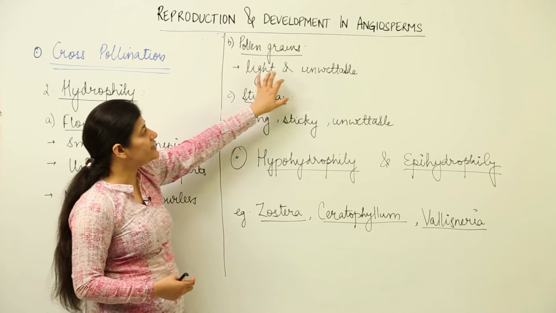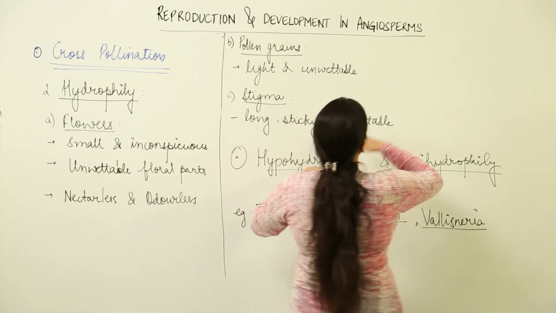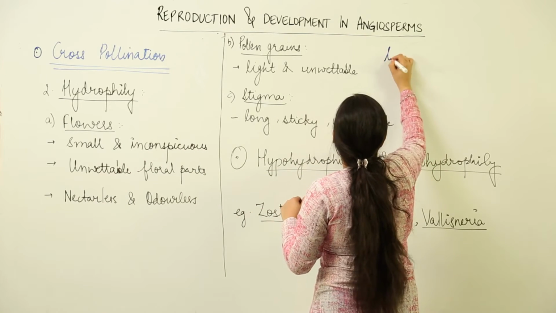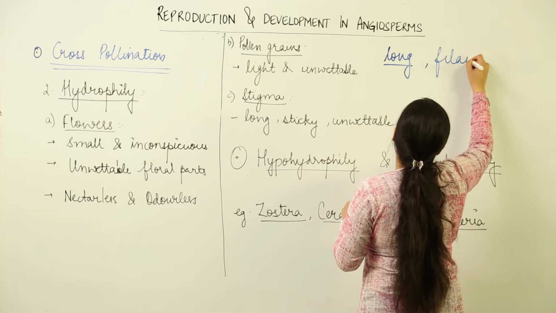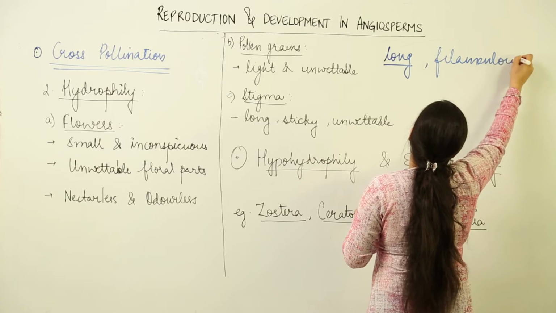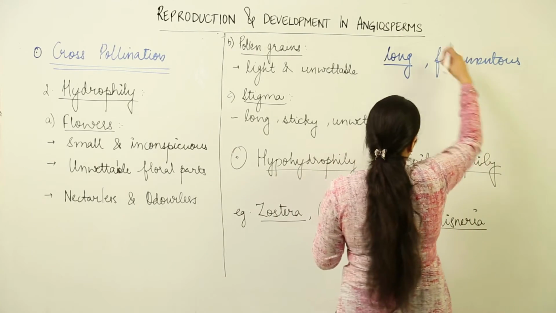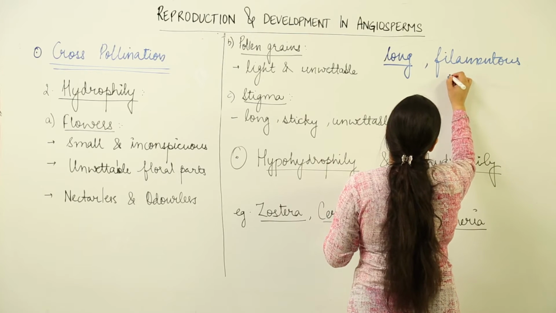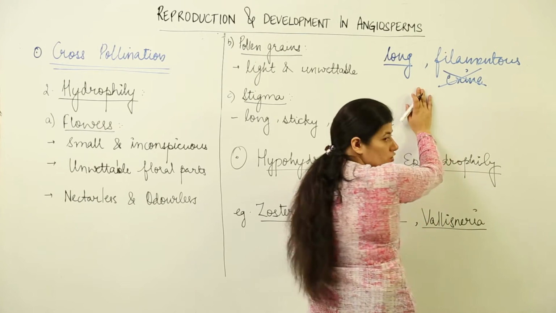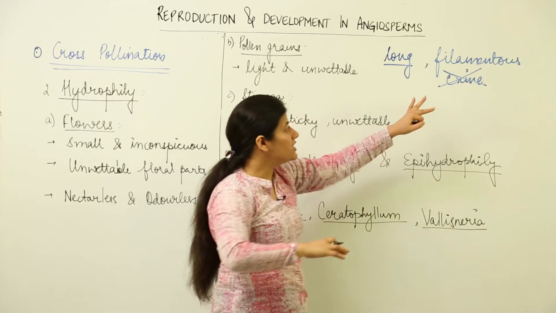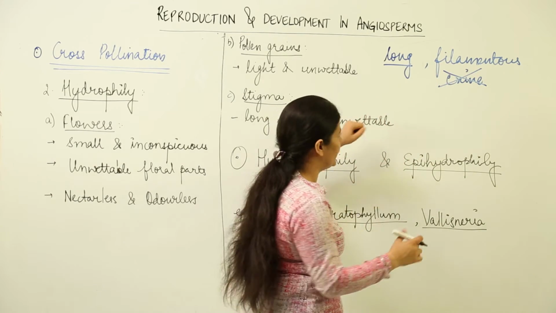So we have light and unwettable pollen grains. They are often long, filamentous. The filaments are as long as 2500 micrometers. So they have long filaments. They do not have exine. So the exine is often absent. The example is Zostera. Zostera is a water plant whose exine is absent. In most of the cases the pollens do not have exine.